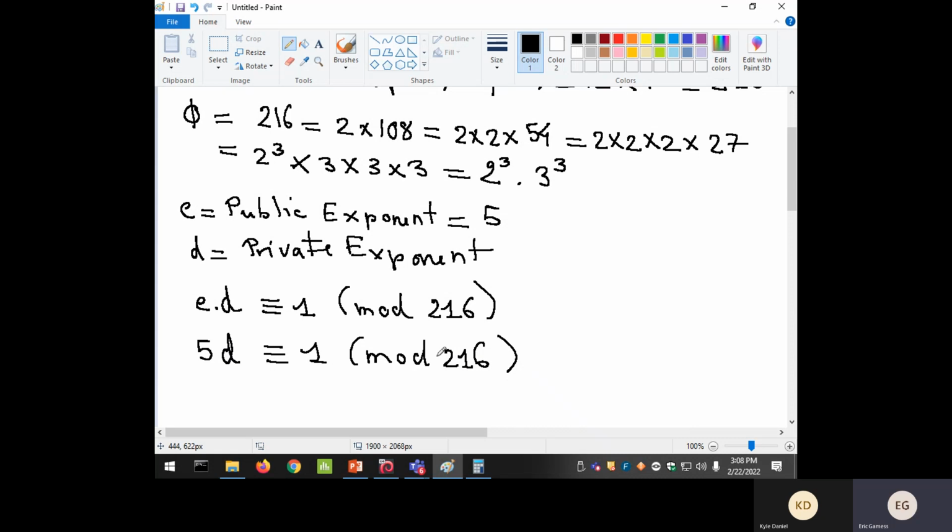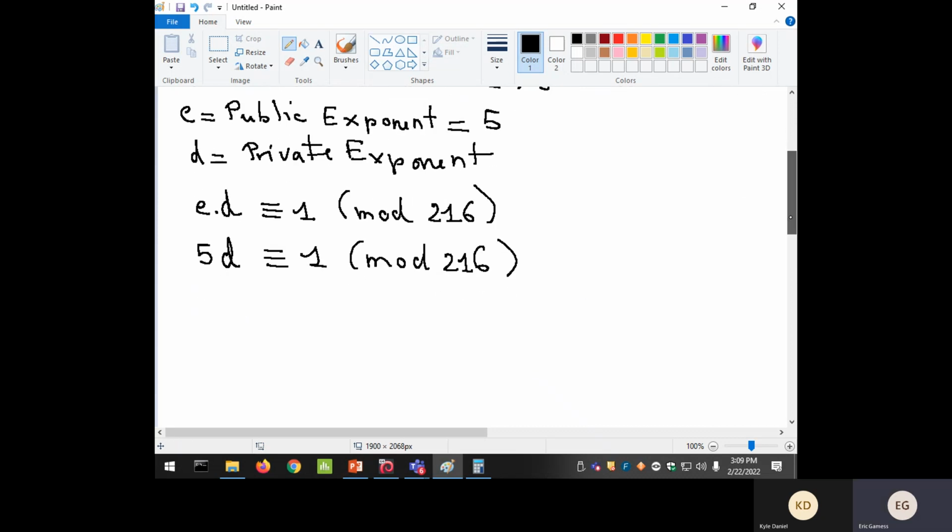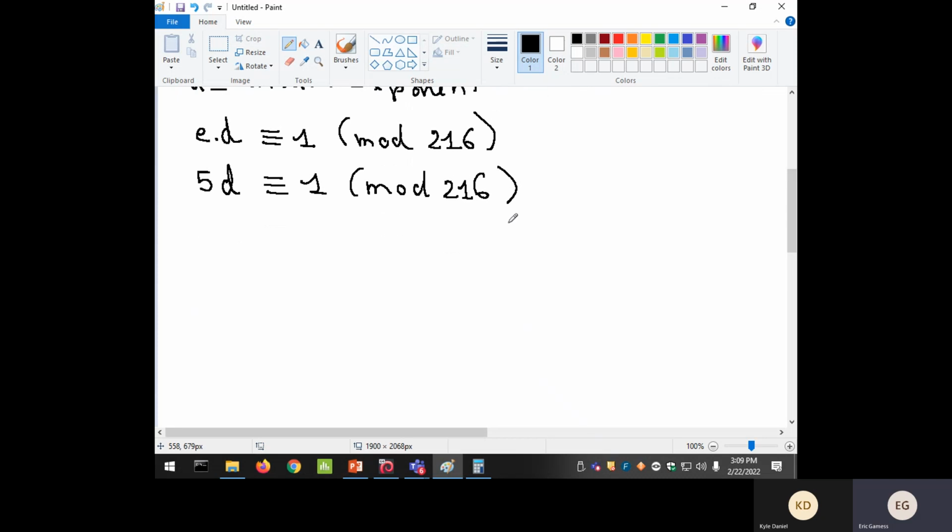So this has a solution. Why do we know that this has a solution? 5 and 216 are coprime, I did choose them as coprime. That was one of the conditions to choose E. We know that there exists a multiplicative inverse modulus 216. So it does exist. To find it, there are several ways. I can make a small program that will find it for me. Or I can do what we saw previously.